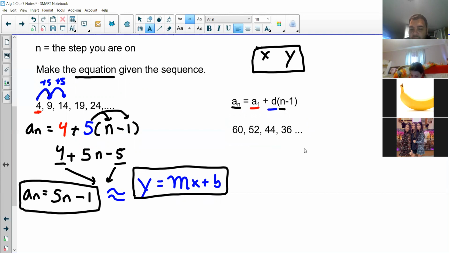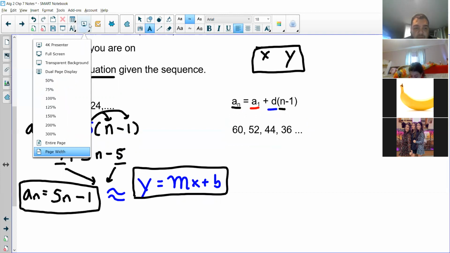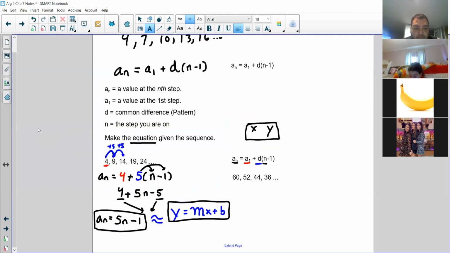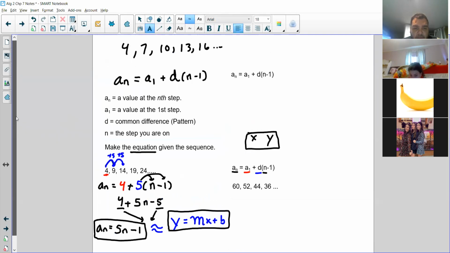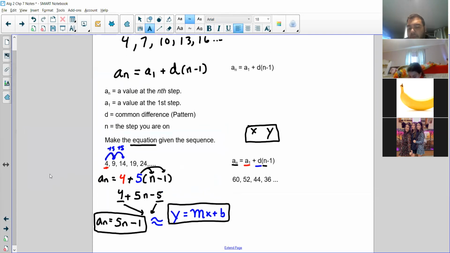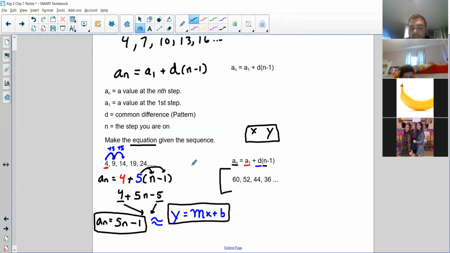Mr. Chawal, can you scroll back up for one second? Sure, let me just zoom out so you see everything. There's nothing about that. Yeah, no problem. So everyone try this one right here. 60, 52, 45, 36, blah, blah, blah.